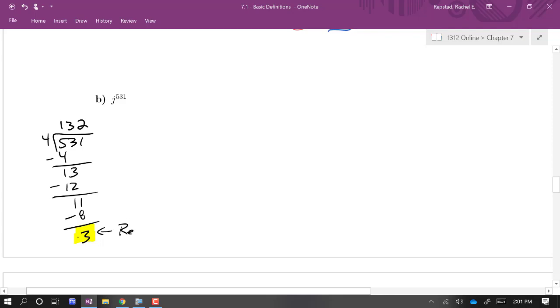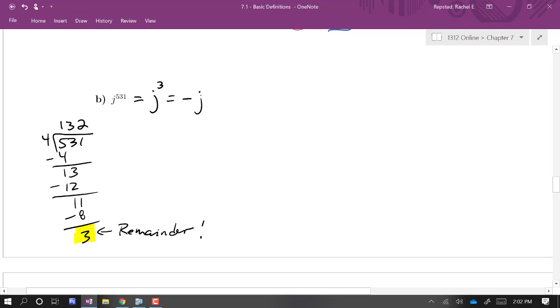So the division algorithm ends here. And it's that part that's left over. The fact that 4 goes into 531 132 times is not that important. What's important is that there's a remainder of 3. And so this is equal to j cubed. And j cubed is negative j.